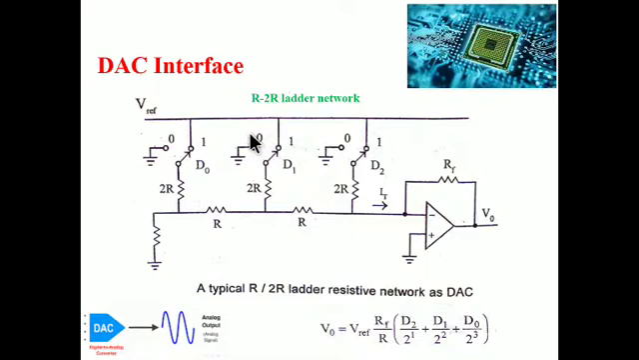Next, the important factor is resolution. That is, the smallest possible analog value that can be represented by the n-bit binary code is called the resolution. For example, consider an 8-bit DAC with reference analog voltage 5 volt. Now the resolution of the DAC is 1 by 2 power 8 into 5 volt. That is, the 8-bit digital input can take 2 power 8, which is equal to 256 values. So these are the basic information.